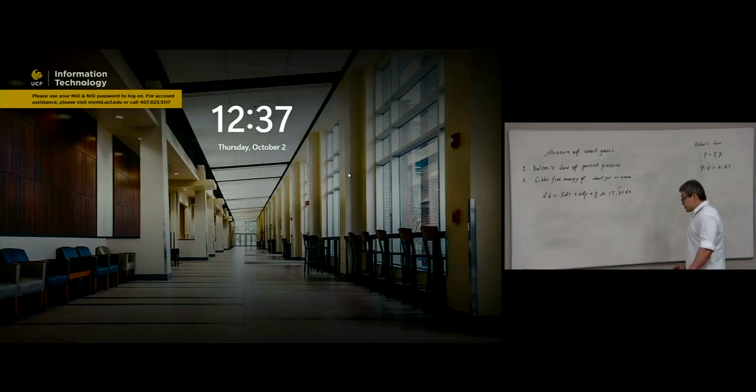So the question is, you can see that we already know this Dalton partial pressure. We can change this one a little bit more.